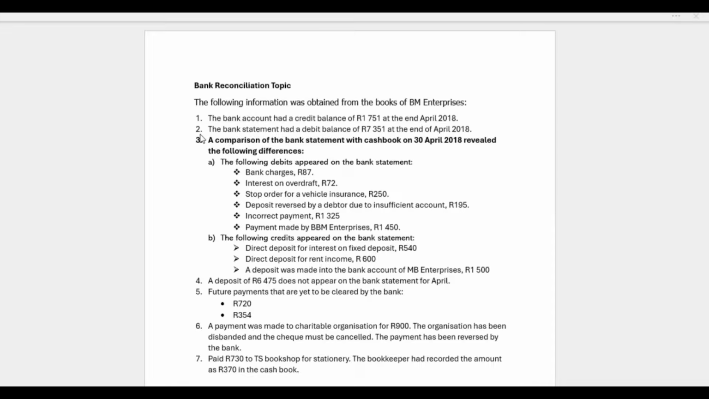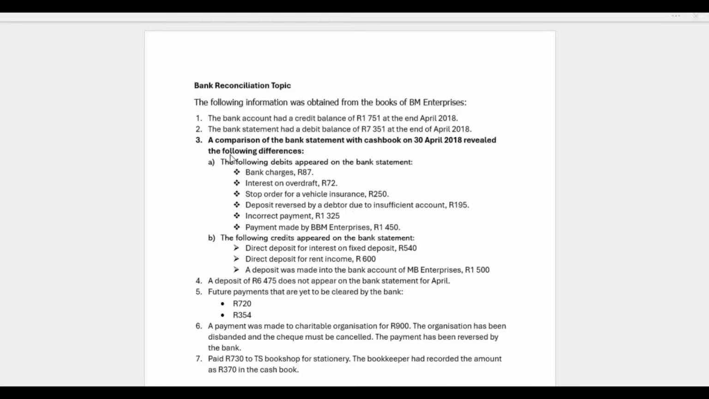And then let's go to the second transaction. It says the bank statement had a debit balance of 7,351 at the end of April 2018. It also indicates that we have an unfavorable balance on the bank statement. Okay, so let's go to the questions there.